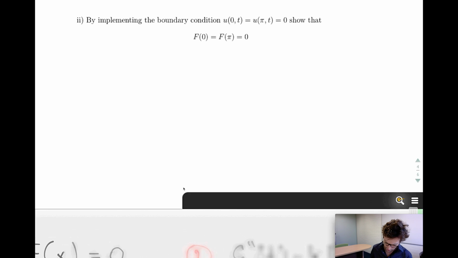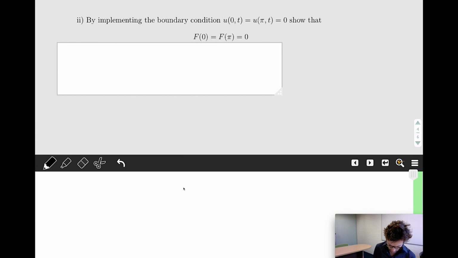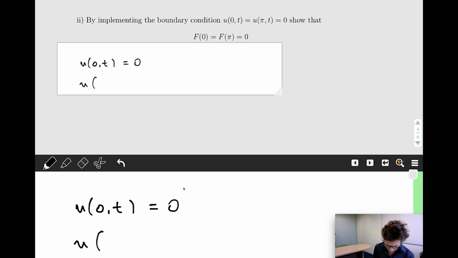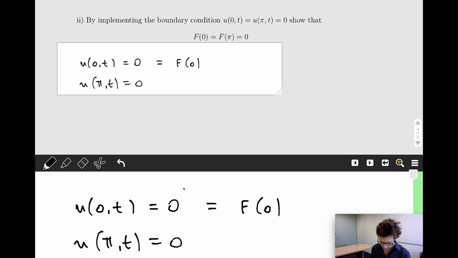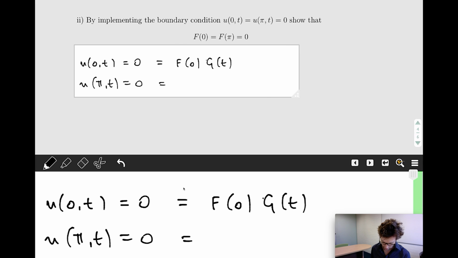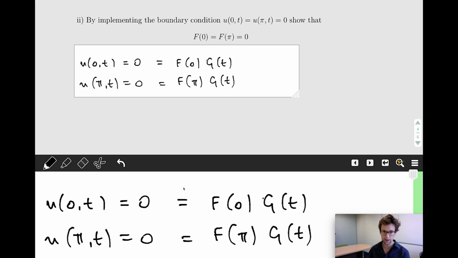What we're going to do is make use of the fact that our string, the displacement of the string at x equal to 0, and the displacement of the string at x equal to pi, is equal to 0. So let's remember what our separation of variables assumption was. I have a function of x times a function of t, and x is evaluated at 0 and at pi.